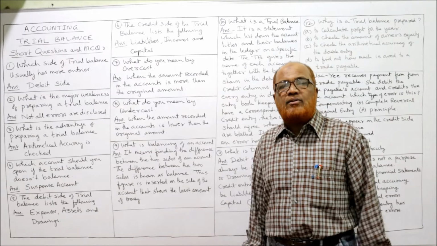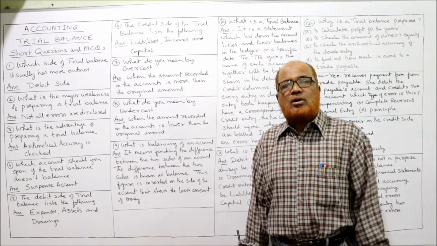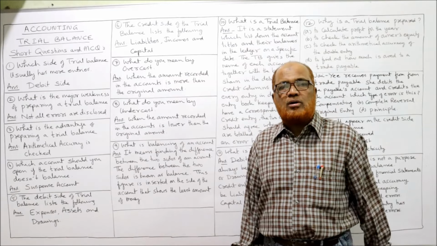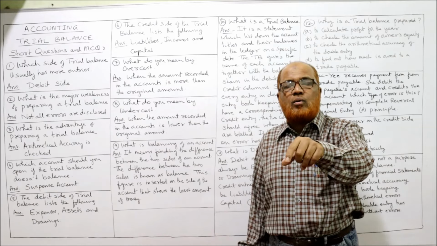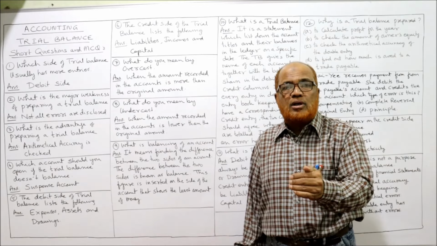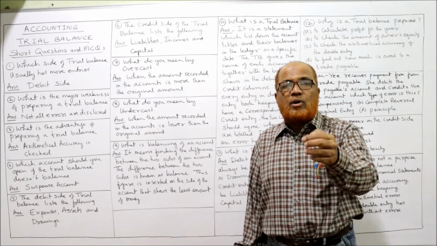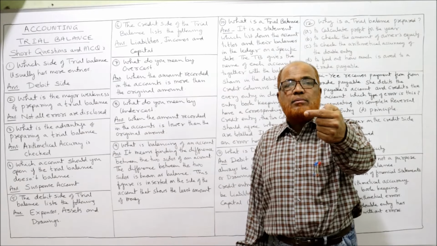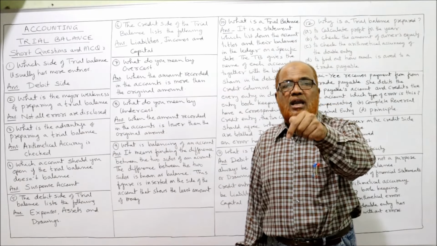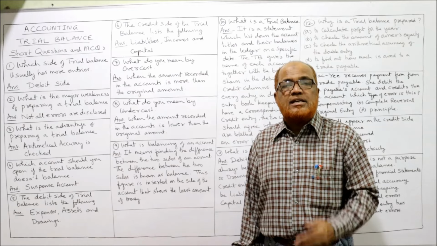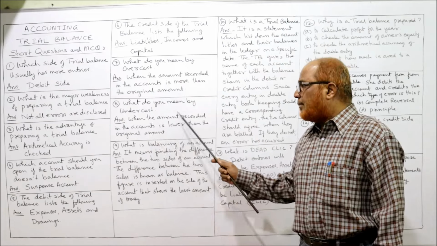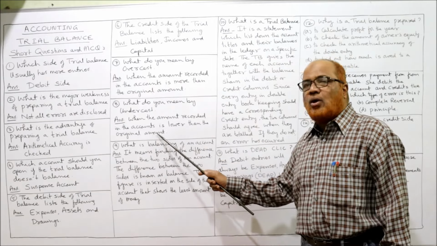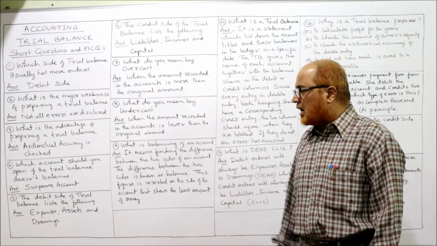Another example I'll give you, in purchase day book or sales day book. While making the total of the purchase day book, the accountant has taken less amount. Actual correct amount is 1000, but by mistake the accountant has taken 900. He has taken less, so it is called undercast. So when the amount recorded in the account is lower than the original amount, it is called undercast.